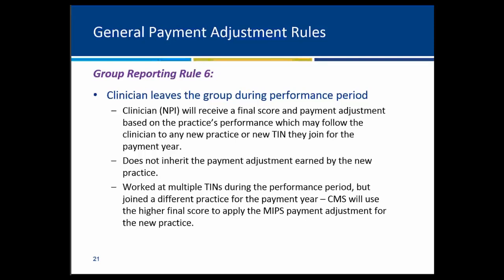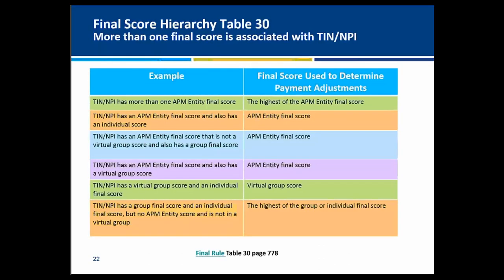So what happens when the clinician leaves the group during the performance period? Payment adjustment rule number 6, as we're calling them: clinician MIPS ECs will receive a final score and payment adjustment based on the practice's performance, which may follow the clinician to any practice or TIN they join for the payment year. The clinician does not inherit the payment adjustment earned by the new practice. If the clinician worked at multiple TINs during the performance period but joined a different practice for the payment year, then CMS will use the higher final score of those multiple TINs he worked at to apply the payment adjustments to the new practice.